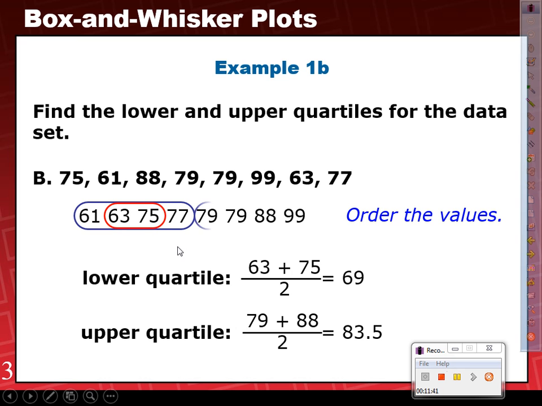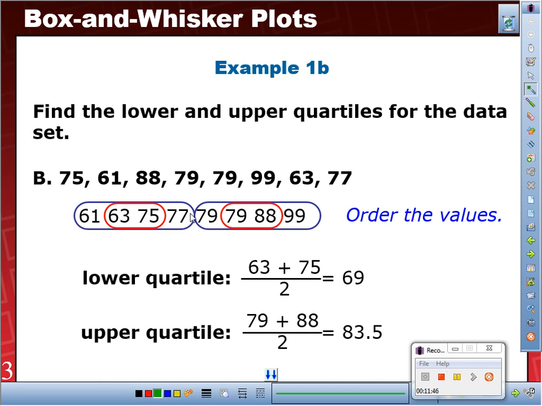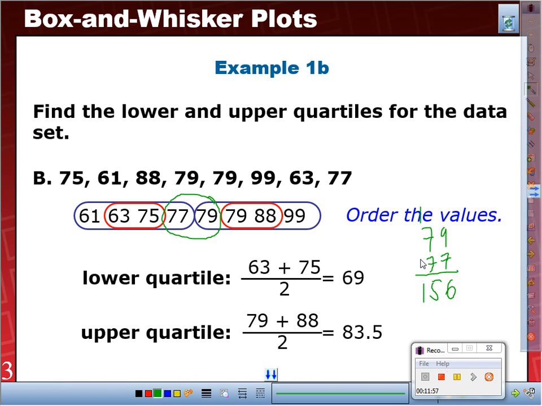Hold on. We got the upper and lower quartile, but what did I want first? The median? Yeah. So the median, you needed to add 79 plus 77. This is 156, and then divide by 2. So the median is 78. Hands if you got that? That is correct. The other one? Same thing.